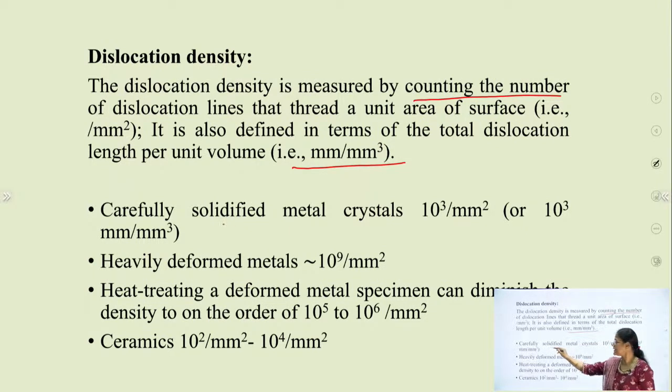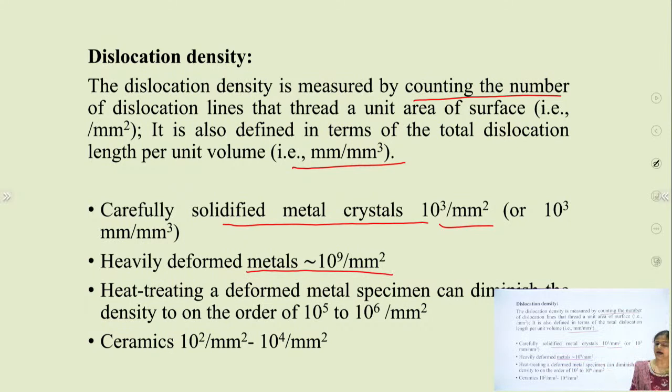A carefully solidified metal crystal will have around 10 to the power 3 per mm cube dislocation density, whereas heavily deformed metal after cold working can have dislocation density of around 10 to the power 9 per mm square. Heat treating a deformed metal, meaning annealed metal, will have dislocation density of around 10 to the power 5 to 10 to the power 6. So we can reduce the dislocation density after cold working by doing the annealing process. When we do cold working, this is the amount of dislocation density, but after the cold working, when we do the annealing, dislocation density decreases to this amount. Ceramics can have dislocation density from 10 to the power 2 per mm square to 10 to the power 4 per mm square.